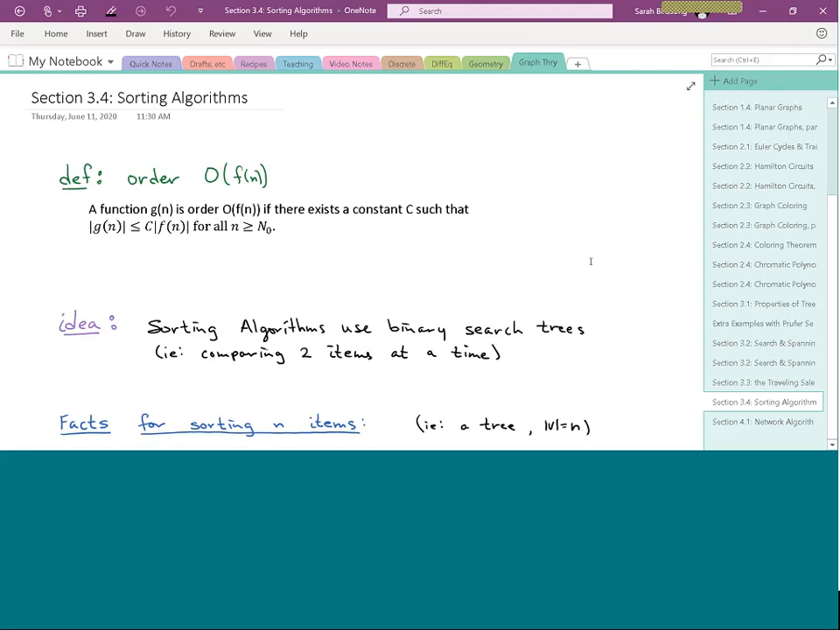If you've ever dealt with sorting algorithms in the past, you've probably dealt with more than the 2 that we're dealing with. Okay. So the first thing is talking about the order. And this is just a little bit of background.